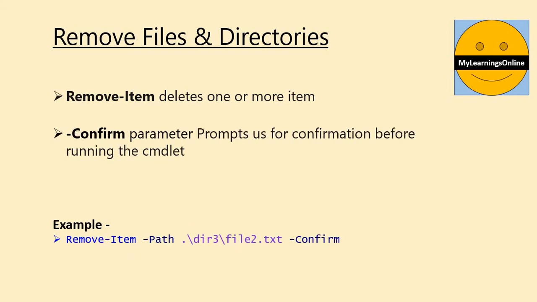The confirm parameter is used to give a confirmation prompt before performing the action. This helps us to be double sure about our action. In this example, we are trying to remove contents from one location specified using the path parameter. The confirm parameter is being used to get a confirmation prompt before contents are actually removed.